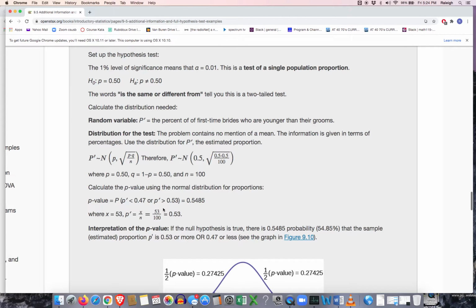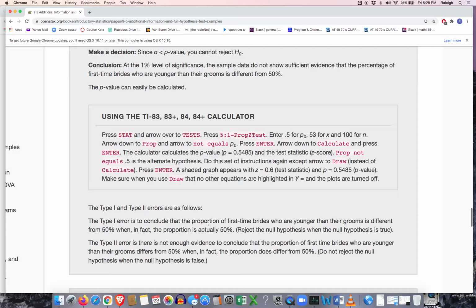Let's take a look at the type 1 error. What is a type 1 error? Rejecting H0 when H0 is really true. That is equivalent to saying we will conclude the proportion of first-time brides who are younger than their grooms is really different than 50%, so we're rejecting H0 when in fact the proportion really is 50%. That's a type 1 error, and that's what alpha is supposed to keep down to 0.01.